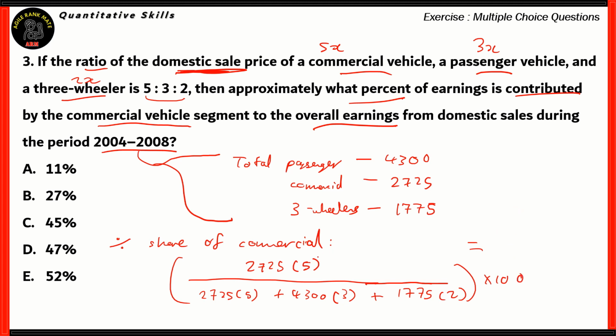So 2,725 times 5. 5 5s are 25. 2 5s are 10, 12. 7 5s are 35 plus 1, 36. 2 5s are 10 plus 3 is 13. So 13625 is the numerator, and a part of the denominator is 13625.